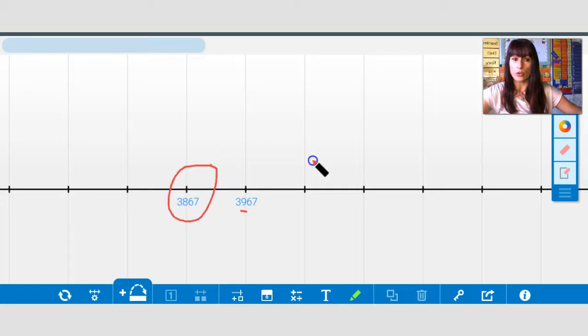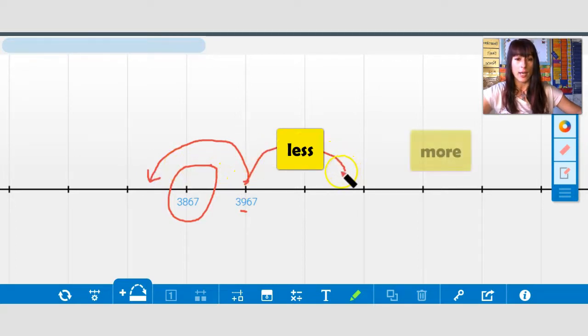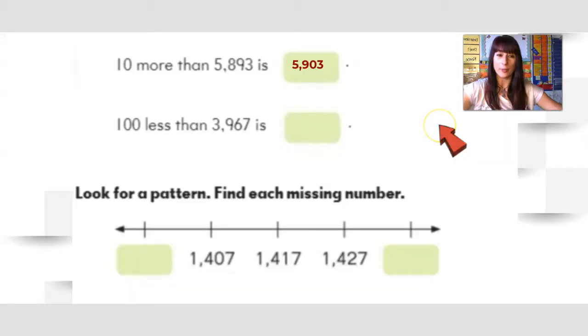So this is how you use your number line. If you need to find a number that is less, you need to go to the left on your number line. And if you need to find a number that is more, you need to go to the right side of your number line. Use your number line if you need to complete your independent work that you have assigned for this week. Let's put the number here. 100 less than 3,967 was 3,867.